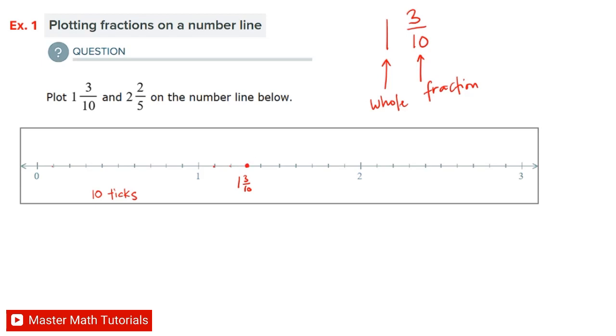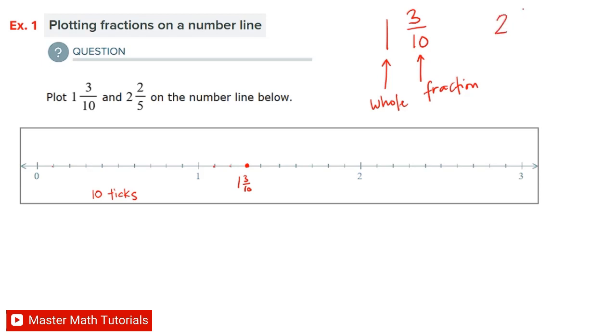Next, we need to plot 2 and 2/5. First, identify the whole number part. The whole number part is 2. So we know that 2 and 2/5 is going to be a little over 2, so it's going to be between 2 and 3 on the number line. Next, we have to understand the fraction part. The fraction part is 2/5.